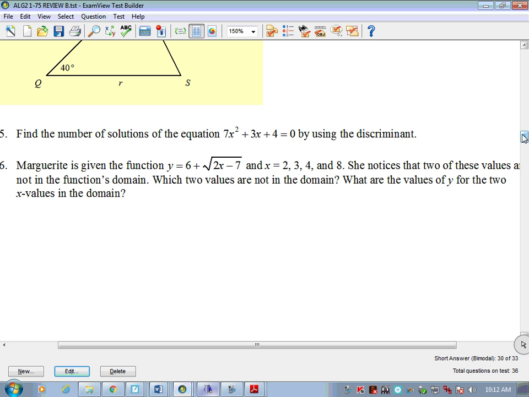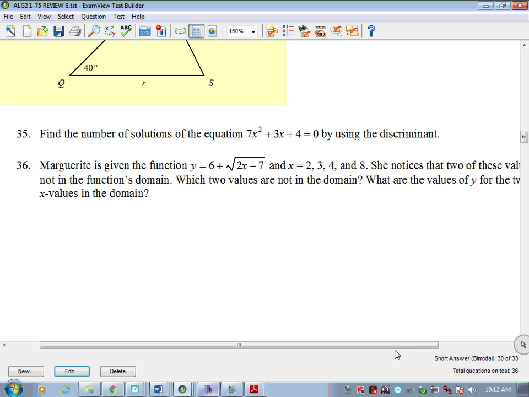35, last couple of questions here. Find the number of solutions of the equation 7x squared plus 3x plus 4 by using the discriminant. Can you tell me how I'm going to use these numbers, how I plug them into the discriminant?